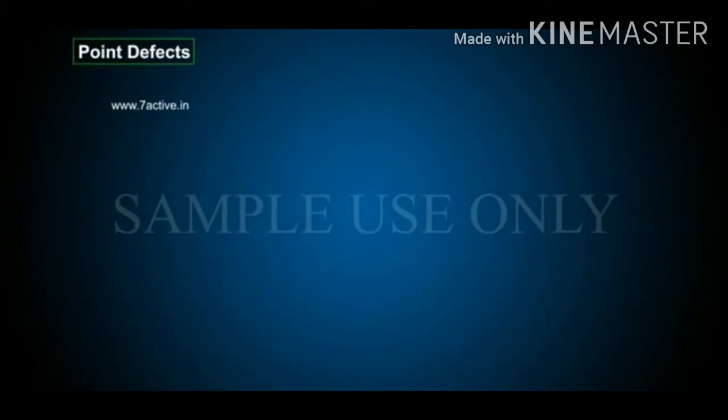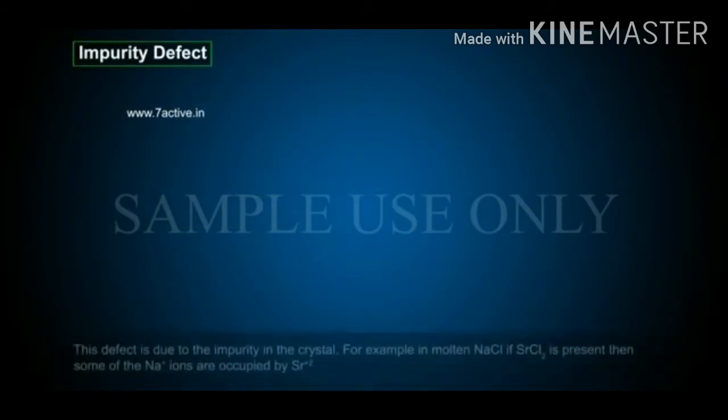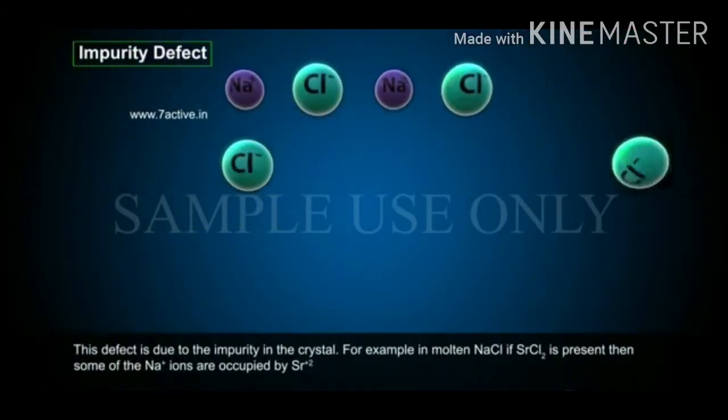Point defects are of three types: impurity, non-stoichiometric and stoichiometric. Impurity defect: this defect is due to an impurity in the crystal.